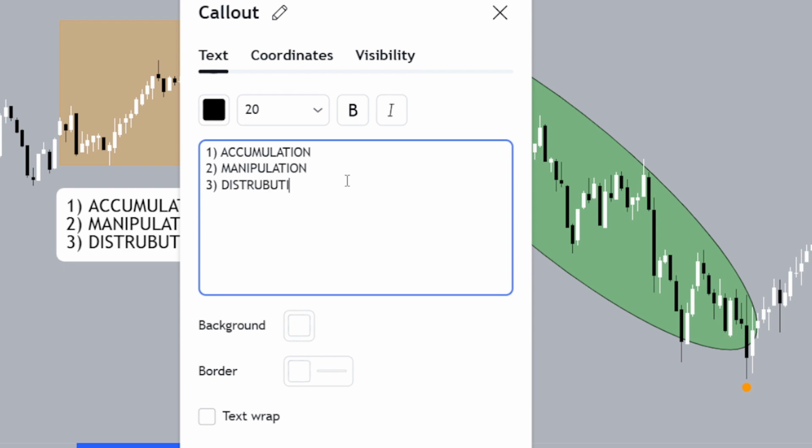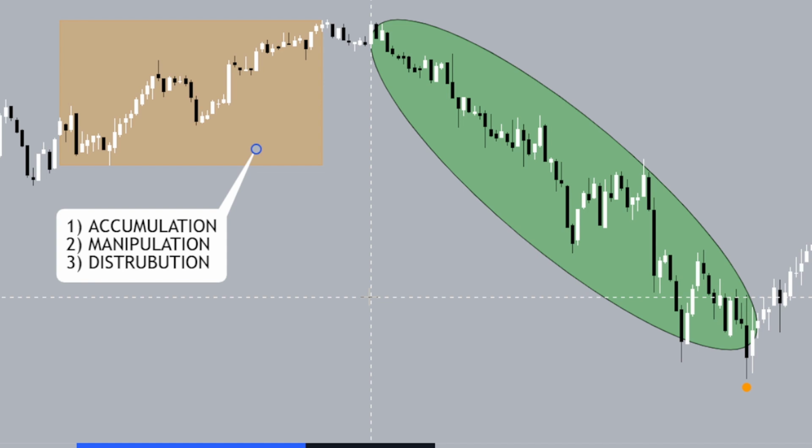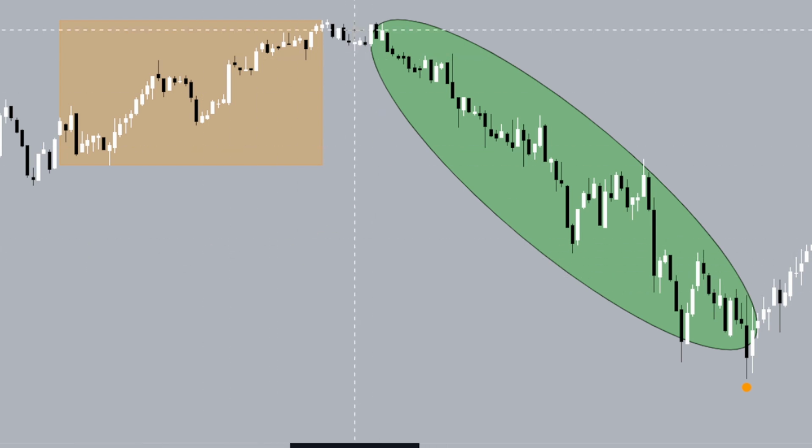And our job as traders is to catch the third leg of this cycle, right? The distribution. So how do we do that? The best way to do that is to actually understand when the accumulation occurs and when the manipulation occurs, because if you can time the manipulation, your chance of timing the distribution is much higher. And that's what we're going to go through in this quick case study.